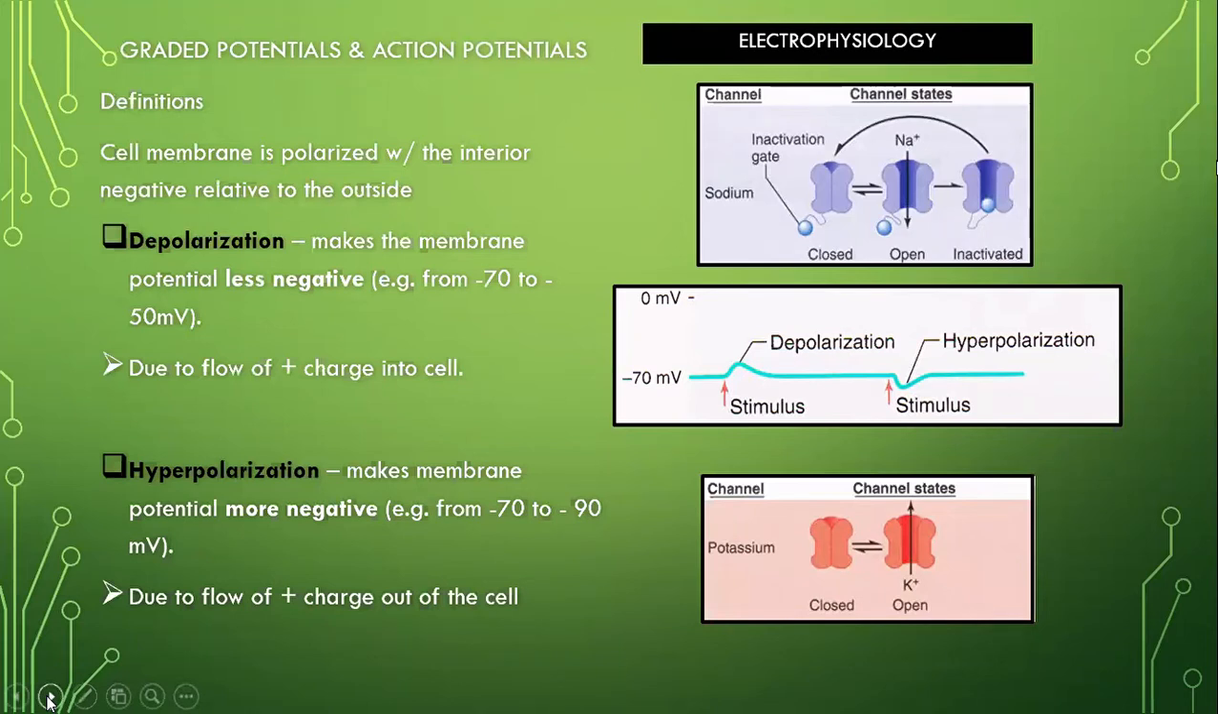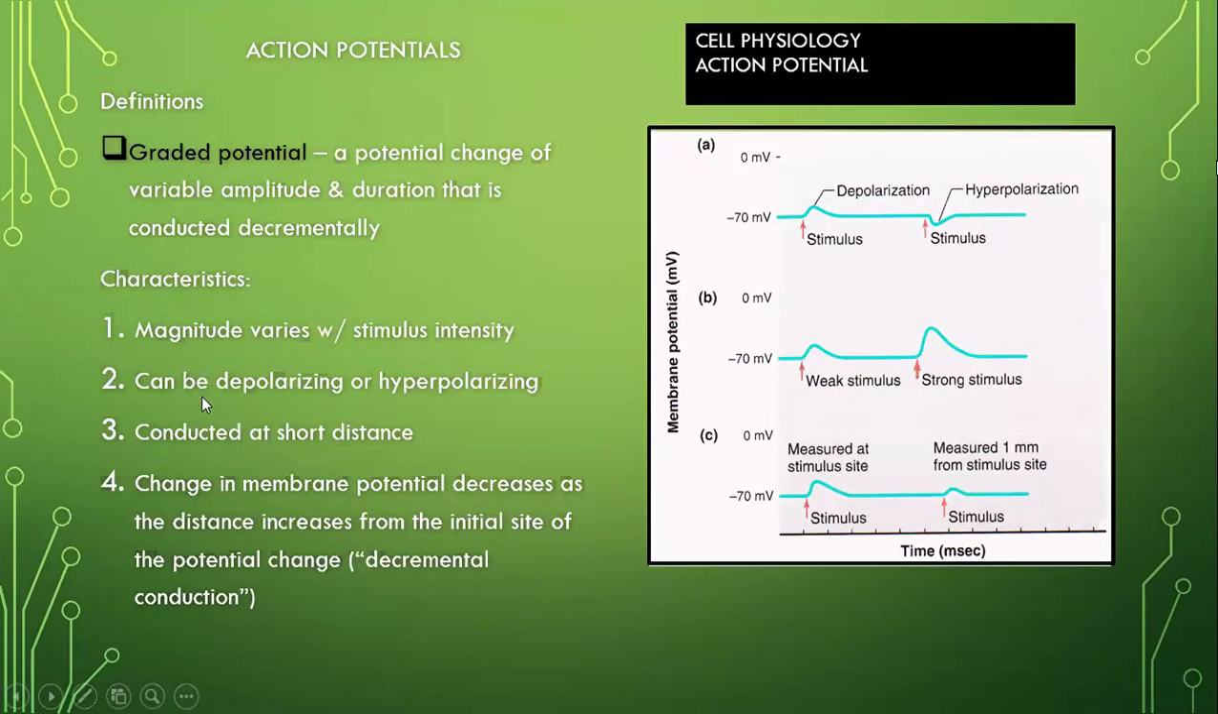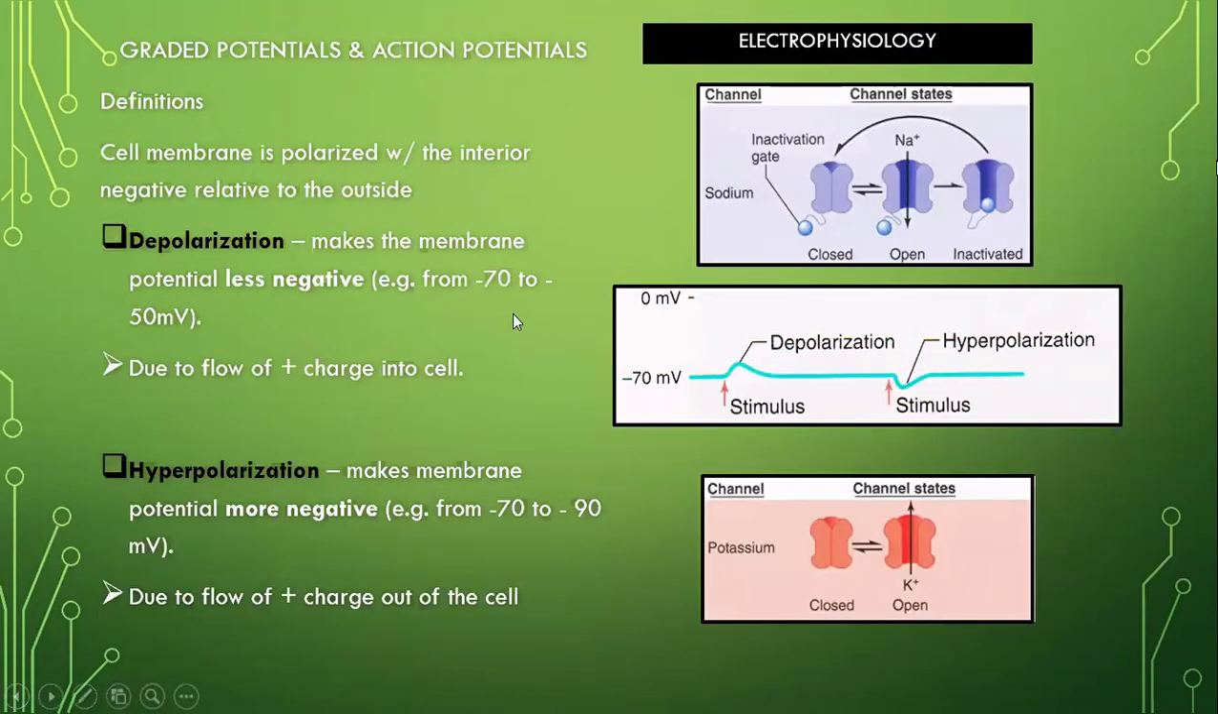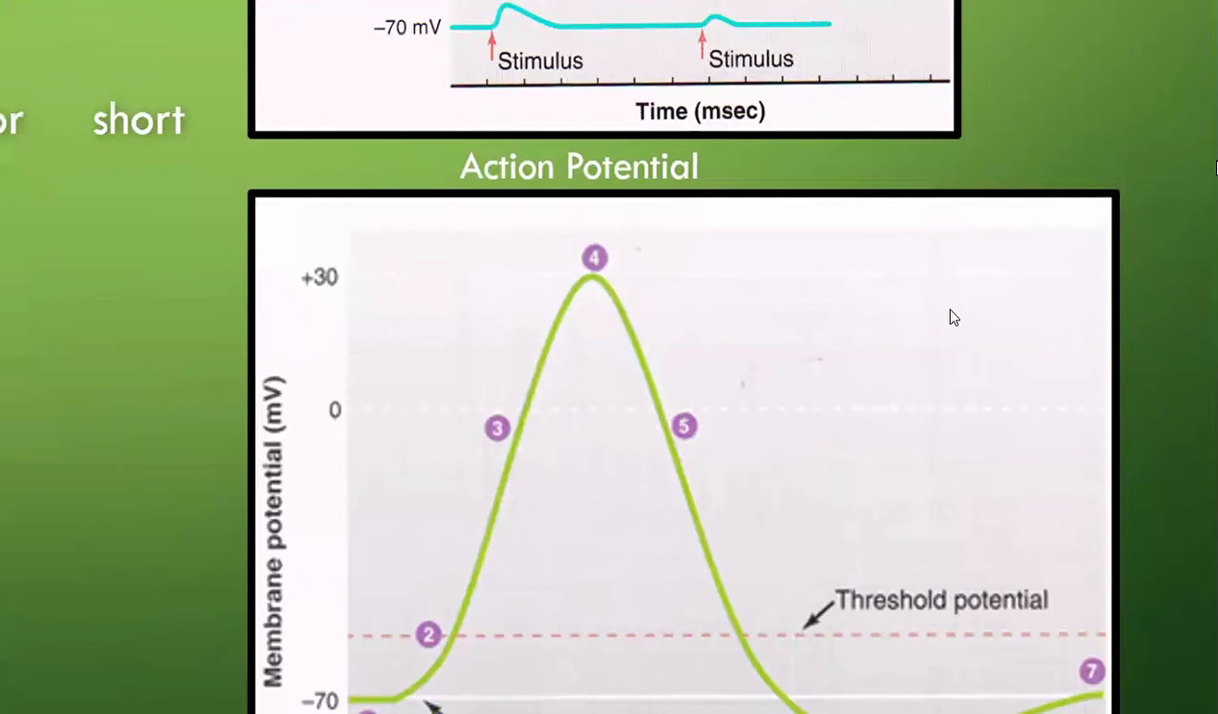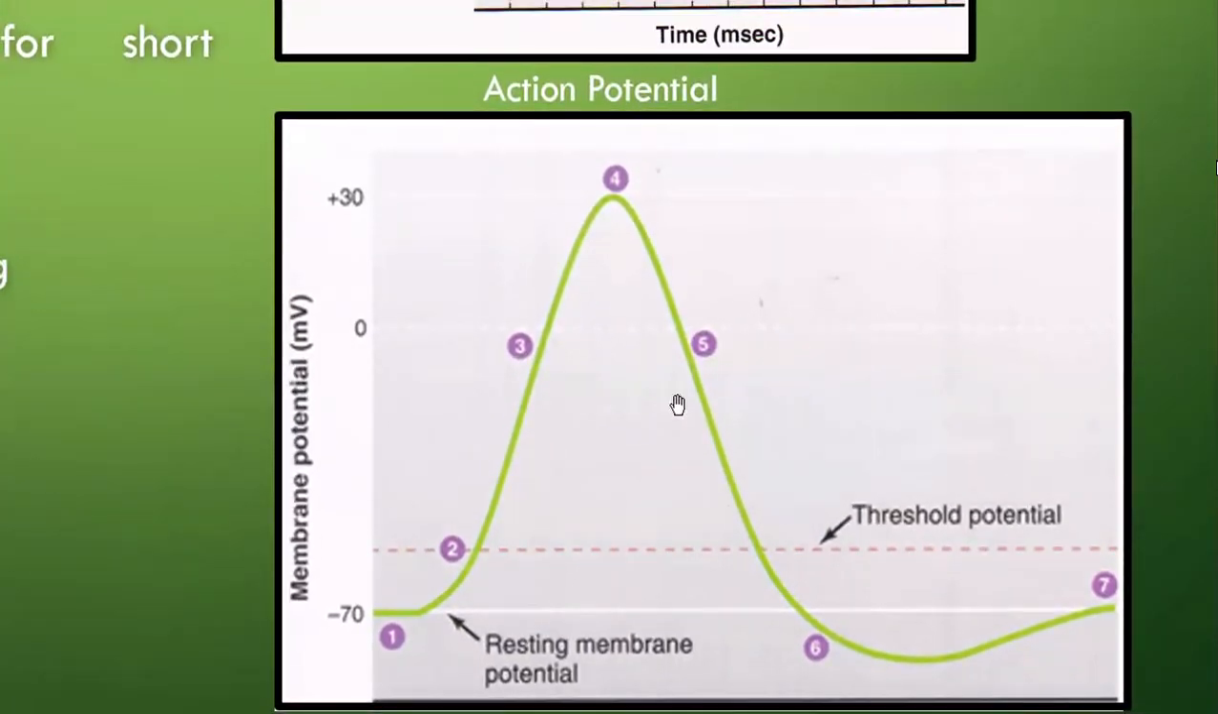Cell membrane is polarized with the interior negative to the outside. Okay, now depolarization makes the membrane potential less negative. Example, from minus 70 to minus 50. You notice this? This one is the resting membrane potential. With depolarization, when there is a stimulus, this resting membrane potential will become less negative. So this will become around negative 50 only.